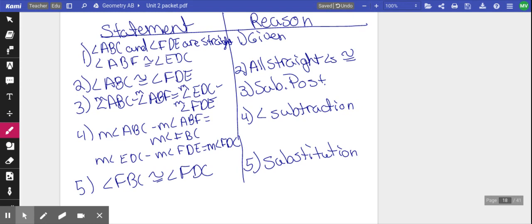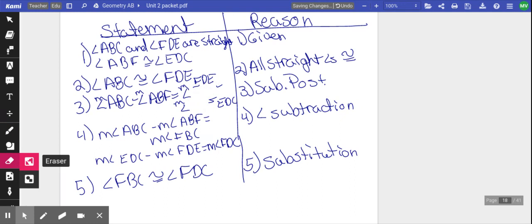Then I did the subtraction postulate where I did measure of angle ABC minus the measure of angle ABF equals the measure of angle EDC minus the measure of angle FDE. And I just realized reading it that I have a mistake there. I flip-flopped my letters. I should say FDE minus EDC. And if I did that on a test, that would lose points. So I do want to make sure I fix it here.